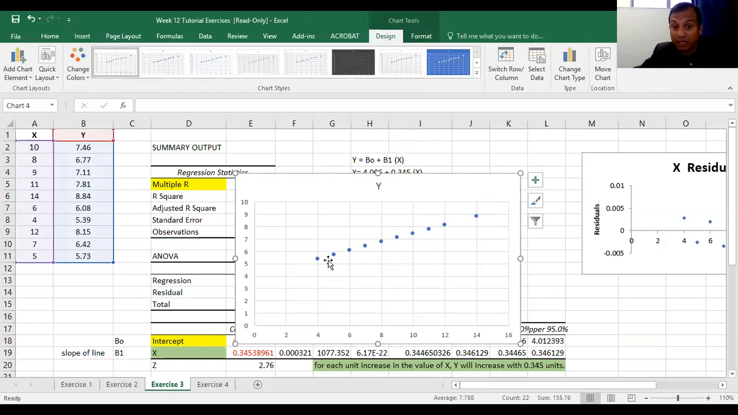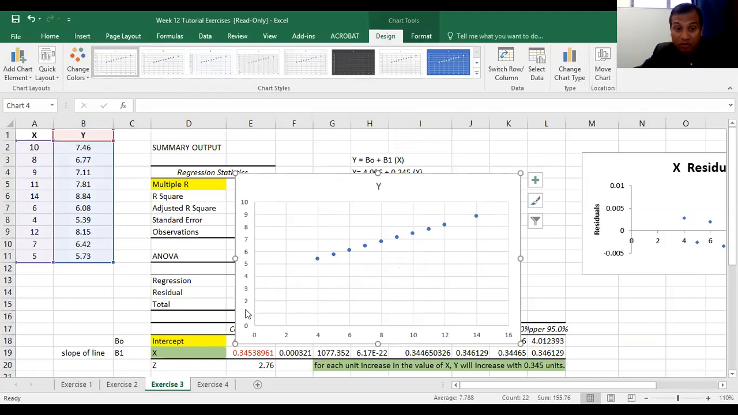But at the same amount? No. For each unit of x, 4 to 5, y is increasing by how much? It's 0.34 into 1. Yeah. So you have to understand this one.